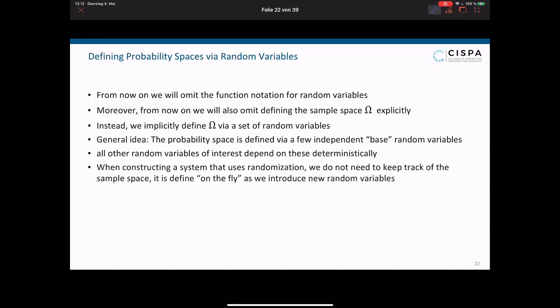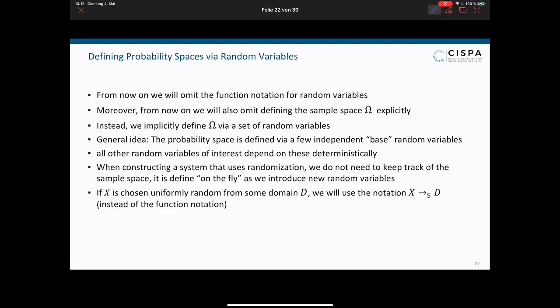And when we construct such systems that use randomization, we typically do not keep track of the sample space. Typically we say, oh, we need another random variable to model this, let's just pull it in. Technically, we would have to expand the sample space. That's essentially the reason why we just forget that the sample space even exists. We know we can define a sample space in the background, but we're not going to bother with this.